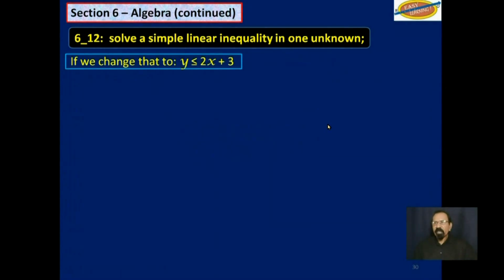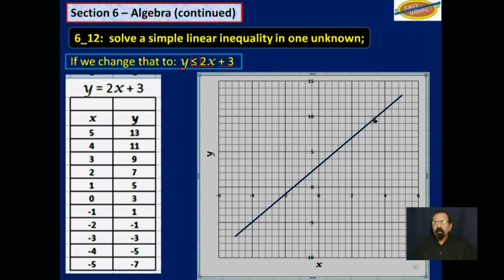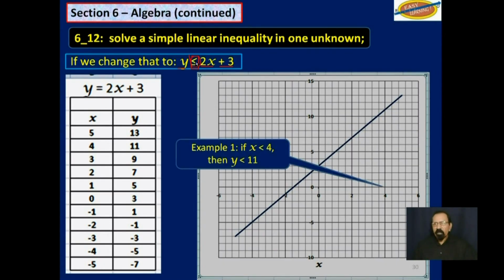Now, if we change that to y is less than or equal to 2x plus 3, now we can still find y is equal to 2x plus 3 and plot that graph. But this doesn't say equal. It says less than or equal to. So the blue line actually includes the equal, but what about the less than? So if x is less than 4, then y must be less than 11. So remember we said when x is 4, y is 11.